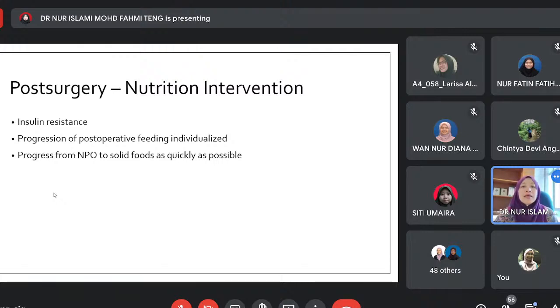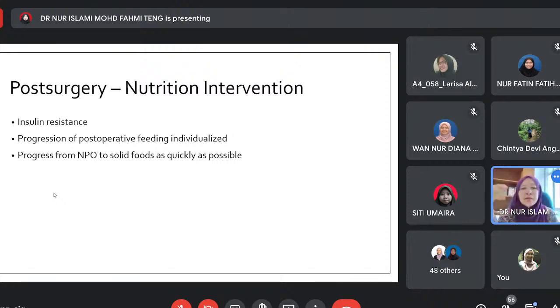Okay. And then post-surgery, the progression of post-operative feeding is individualized, and progresses from nil by mouth to solid food as quickly as possible. Maksudnya bila patient nak surgery, so in the traditional way, patients are required to fast. Hari ni nak kena operate, so 12 jam sebelum tu tak boleh makan, tak boleh minum. That is a traditional method lah.